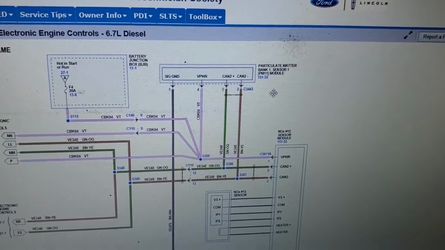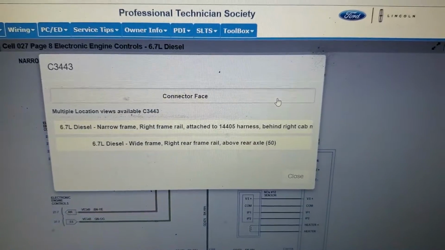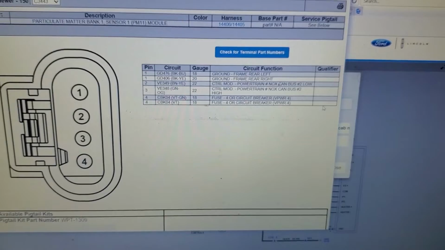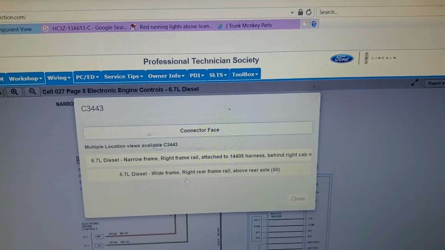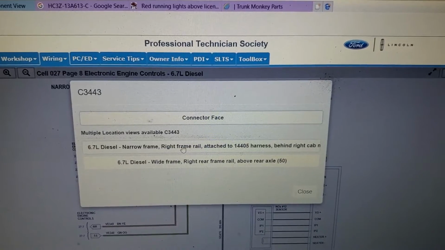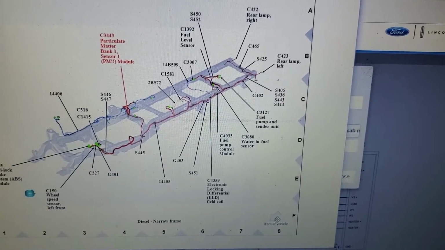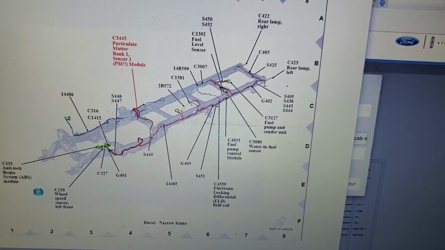So let's go here and see where they're saying this connector's at. Connector face, let's take a look. Okay, so we're looking for a 4-pin connector like that. Let's go down and see where it is. Narrow frame, that's us. Right frame rail attached to the 14405 harness. So here's the front of the vehicle right here. So orient yourself. Particulate matter sensor.